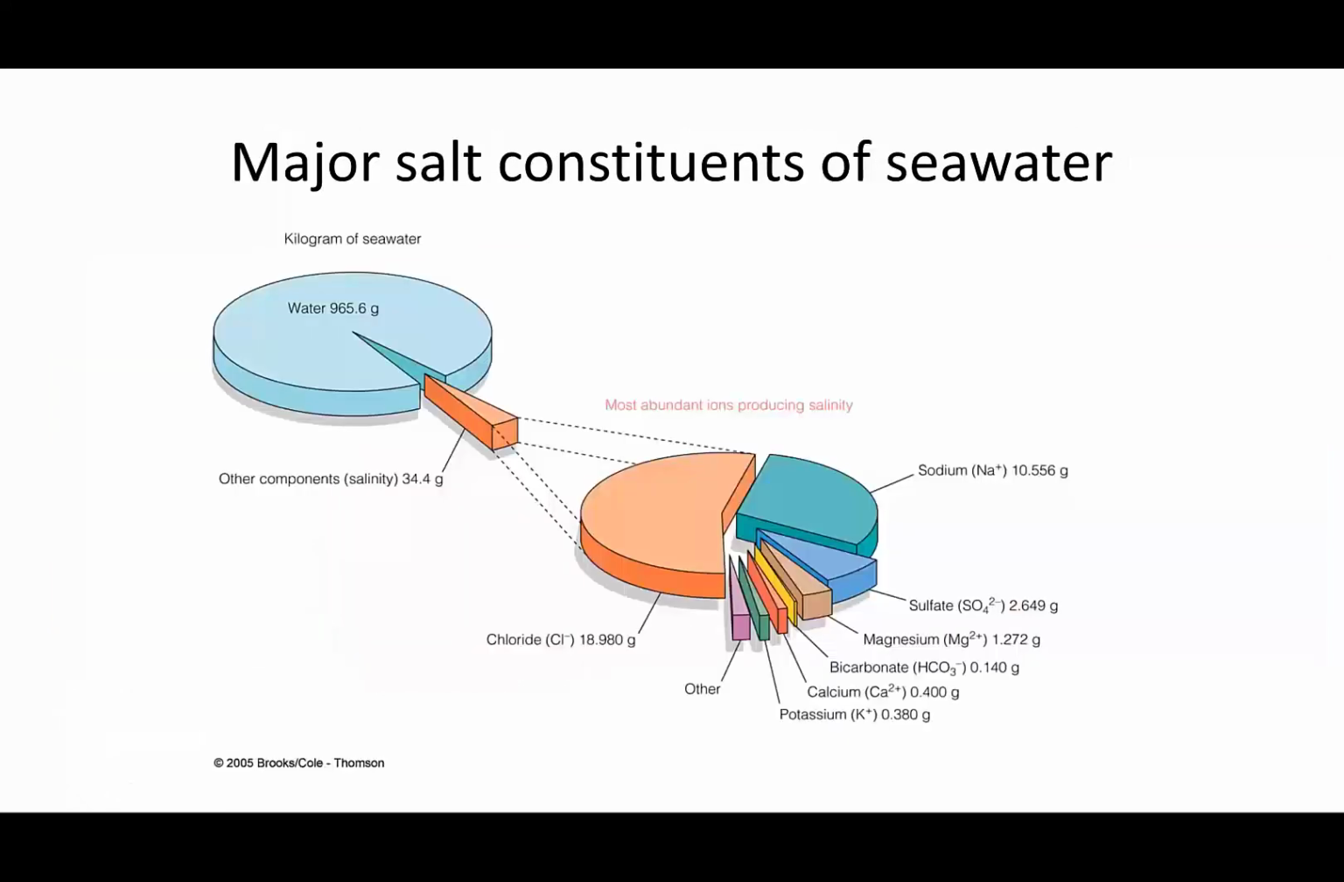This is just another way of looking at those same data. So we have seawater, and this is the amount of salt, 34.4 grams per kilogram is salt, and then this splits it up into those remaining salts, and you can see that sodium chloride makes up the vast bulk of the actual salts.